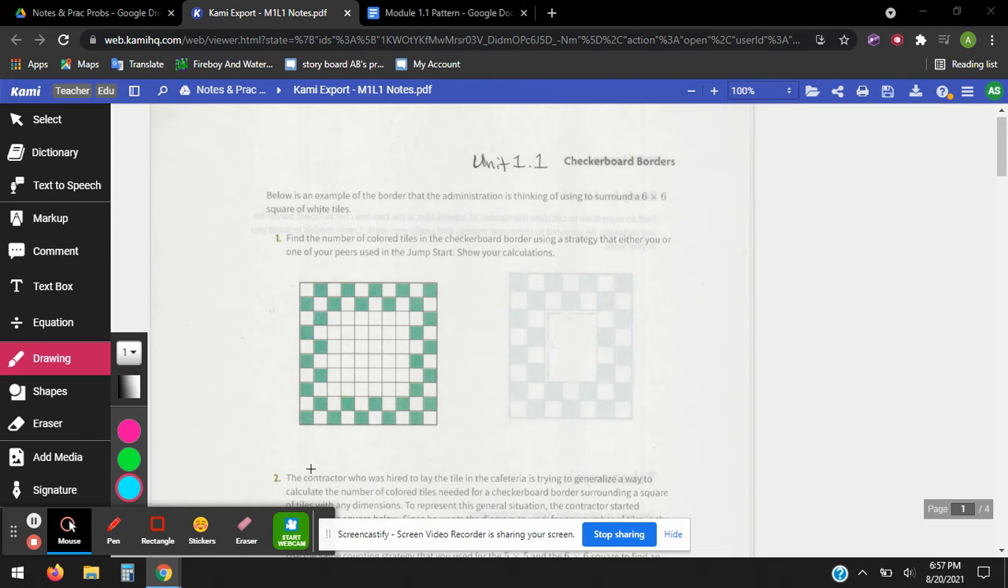Hi, this is Algebra 1, Unit 1, Lesson 1, Checkerboard Borders. We are not doing the jump start for this one. We're just going to jump right into number 1.